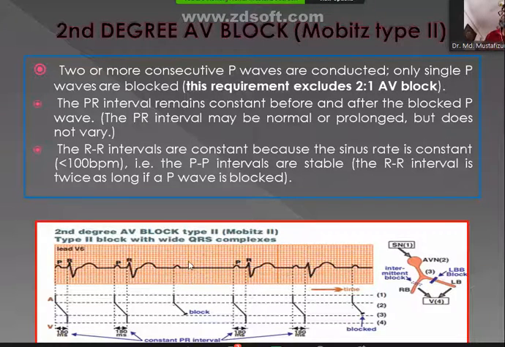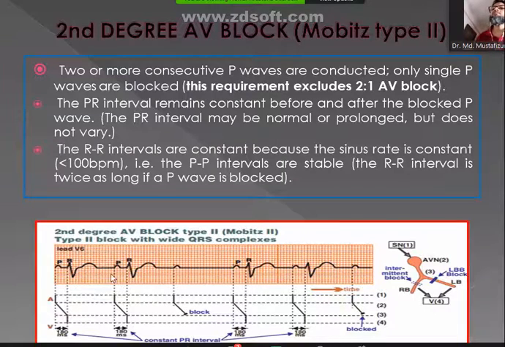Only one single P wave. And another important thing is that the PR interval will be constant. So the PR interval will be constant, 2 or more P waves should be conducted, and only one P wave will not conduct. That will be the diagnostic clue of AV type 2, or Mobitz type 2 second degree heart block.